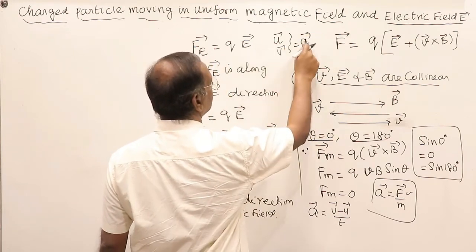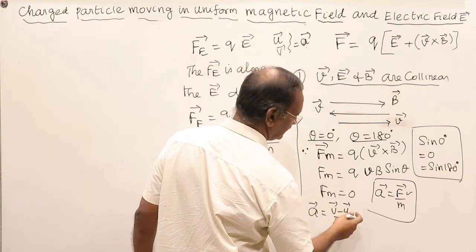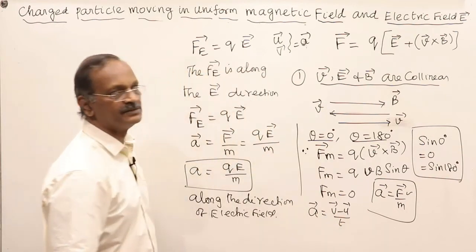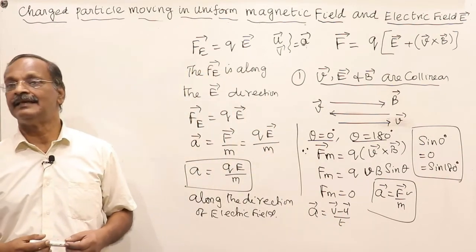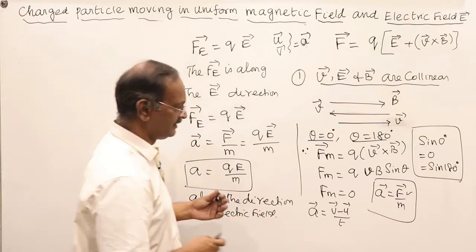If acceleration has to be zero, both have to be equal. If both are equal, this minus this is equal to zero divided by T, so acceleration is equal to zero. As a result, there will be a change in speed since there is an acceleration.